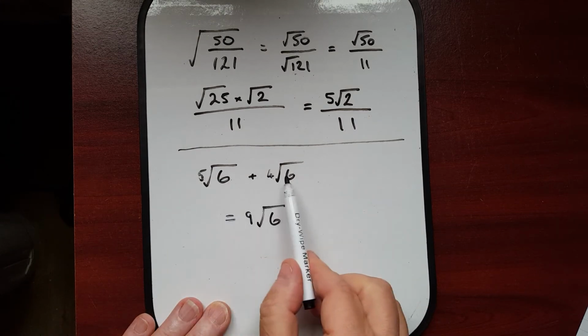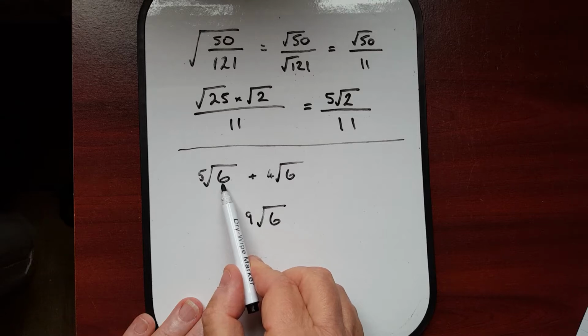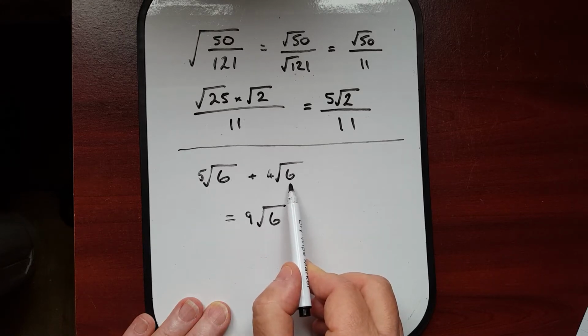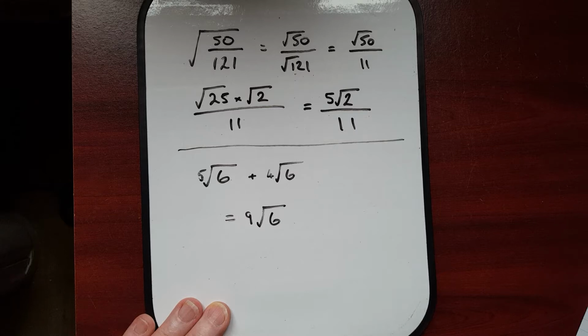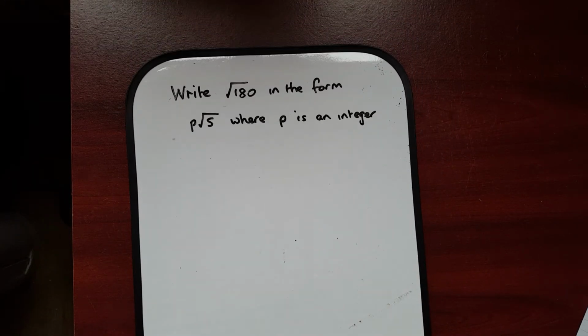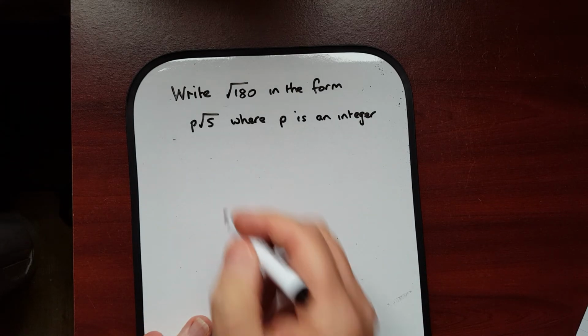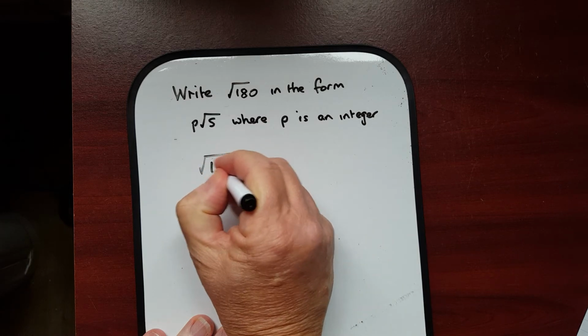You won't be given things where it says the root of 6 here and the root of 8 there. It will always be the same number inside on your questions, but the outside ones, you just add them or take them. Now you might see a question that looks something like this: the square root of 180 in the form p times the square root of 5, where p is an integer. So what we're wanting to find out is what that number is that's on the outside of the square root box.